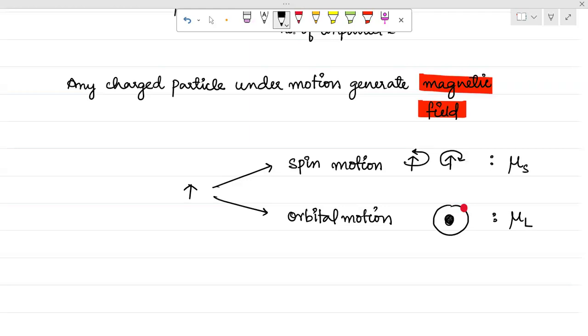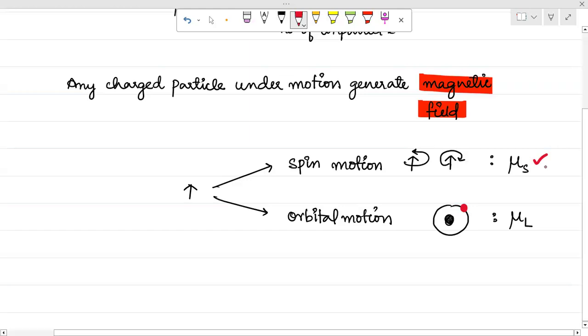There is some motion, and the electron is charged, so any charged particle under motion will lead to magnetic moment. So there is something called orbital magnetic moment, represented as mu L. But especially for transition metal complexes, which are mainly d block elements, mu S is what dominates. You will learn about this in depth while we learn f block elements, where both mu S as well as mu L are important, but here it's not like that.